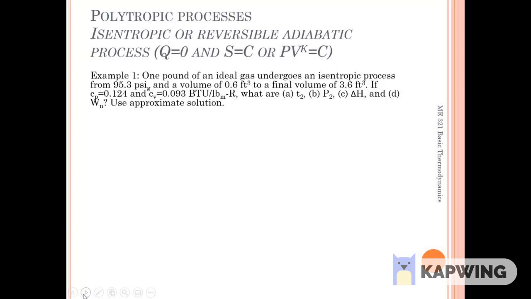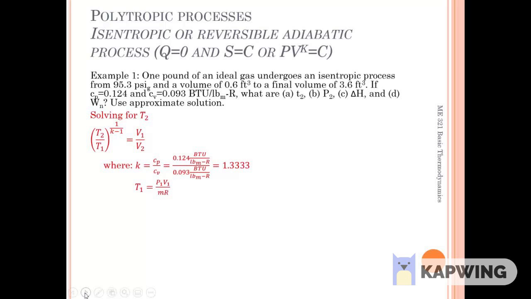Remember that in this problem, we're going to use the approximate solution in solving for the required parameters. Let's start with the final temperature. We can use this PVT relationship in solving for the final temperature T2. However, besides T2, there are two other unknown values in this formula, the specific heat ratio K and the initial temperature T1. Since we are given the values of Cp and Cv of the gas, we can simply get the ratio of these two specific heats to get the value of K.